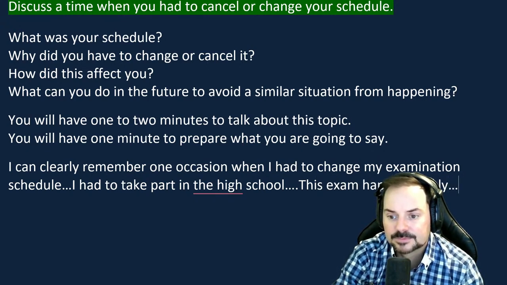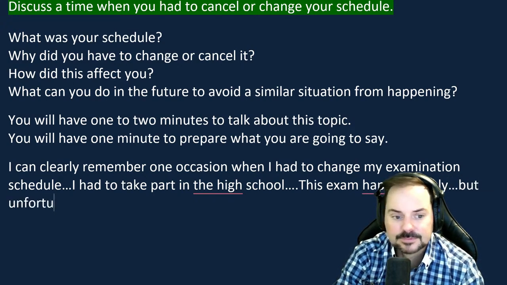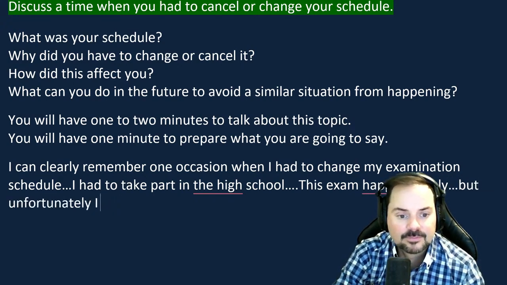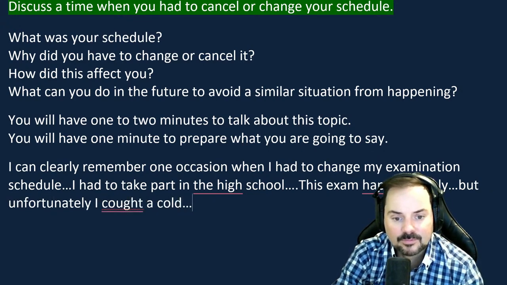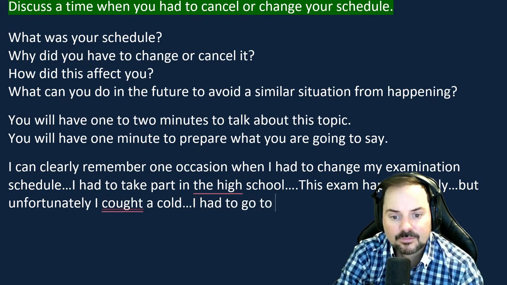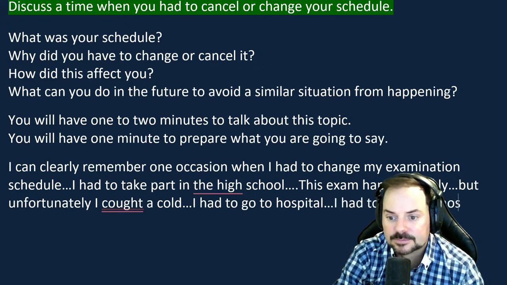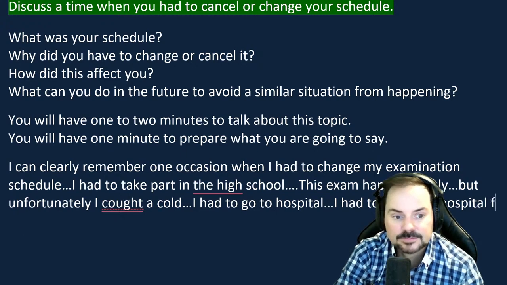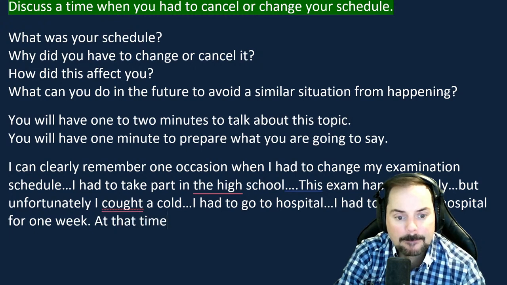But unfortunately, I caught a cold and it got 40 degrees, so I had to go to the hospital. The doctor told me that I had a sickness named acute hemorrhagic fever, so it could easily make my blood thermophilic, and that means I would die anytime. So I had to be at the hospital for 1 week. At that time, I was so exhausted that I couldn't study or prepare for my examination. That's why I had to change the time for it.